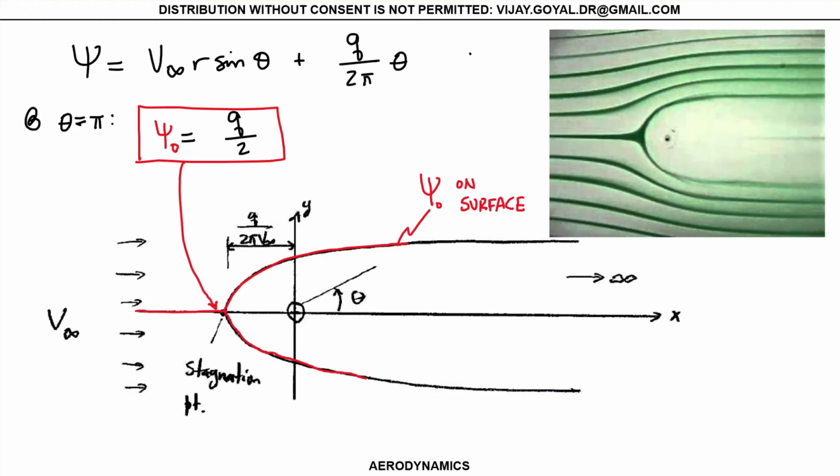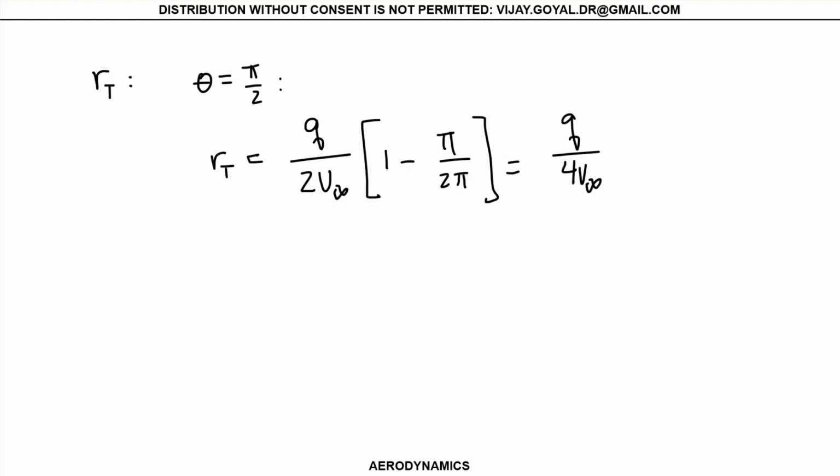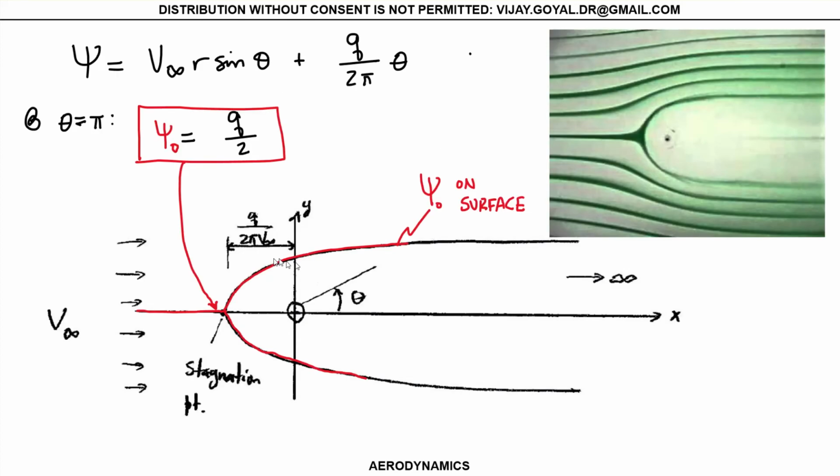So I can solve for r to get the shape of my body by setting this equal to q over 2, and I can solve for r. Another way to do this problem is, instead of solving for r, you could solve for y. I just like to work in polar coordinates, so it's easy for me to do this. Now that we have that, we want to find your r_T. Remember, your r_T is this value right here at the top, and at the bottom it will be the same.